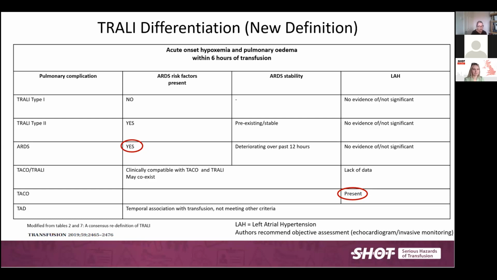The consensus definition also recognises TACO and TRALI and also acknowledges that they may coexist. It recognised TACO, where LAH must be present in order to categorise a case as TACO, and anything that didn't fall into any of the above categories and was in temporal association with transfusion, so the timing was right for it, in other words, was categorised as TAD, so transfusion associated dyspnea.